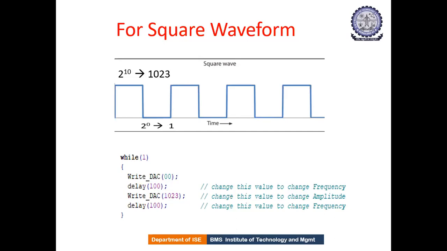Whenever we are writing to the interface, we are supposed to call delay, because we must give sufficient time for the interface to perform the task.